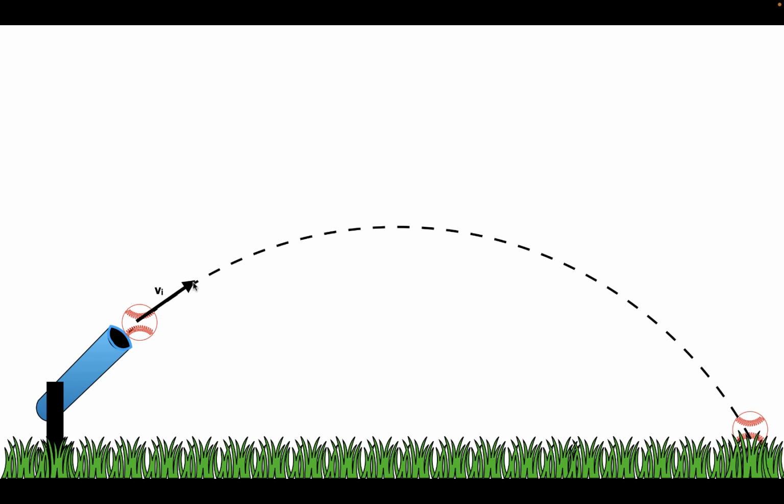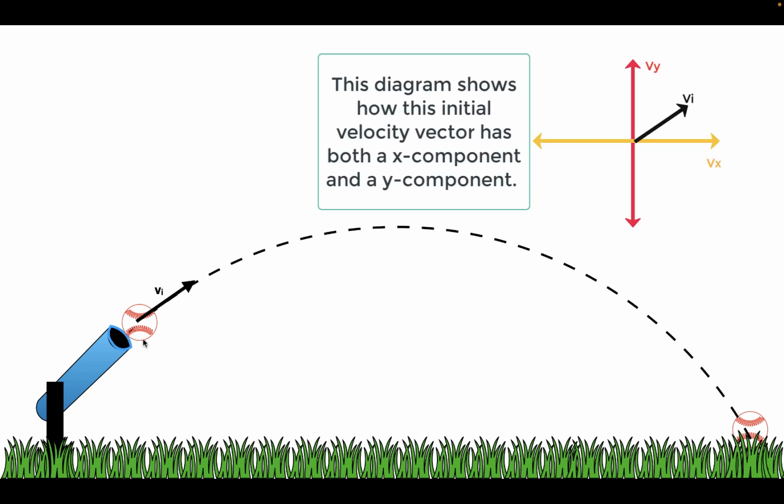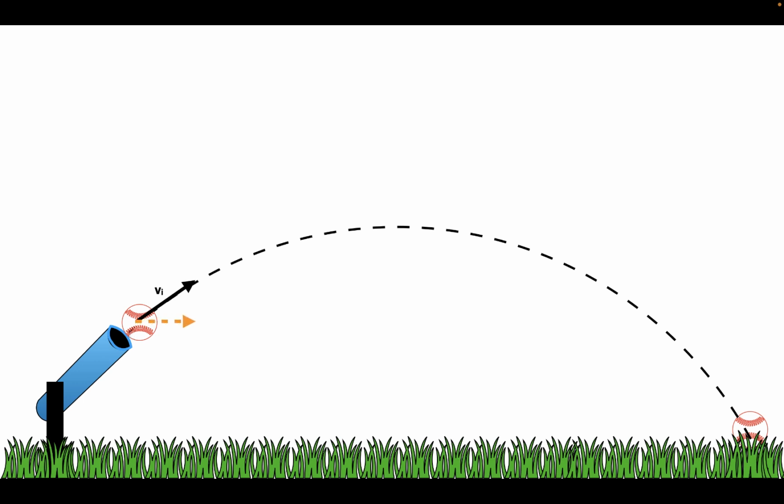And what we can see with this initial velocity vector is that it has both an x component and a y component. So we can break up this particular vector into its x and y components. The initial velocity in the x direction looks something like this, and then the initial velocity in the y direction looks something like this. The initial velocity in the x direction is pointing towards the right, and the initial velocity in the y direction is pointing upward.